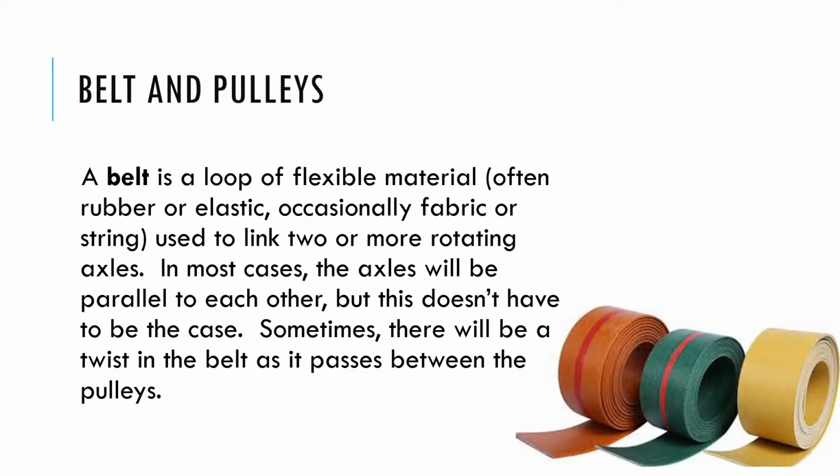So we've been talking about chains and sprockets, and a belt and pulley system is similar in some ways, but it's got differences. A belt is a loop of something flexible, like fabric, plastic, rubber, and elastic is usually what they use. It's used to link two or more rotating axles. In most cases that we're going to see in class, the axles are going to be parallel to each other, but that doesn't have to be the case. And sometimes there'll be a twist in the belt as it passes between the pulleys.